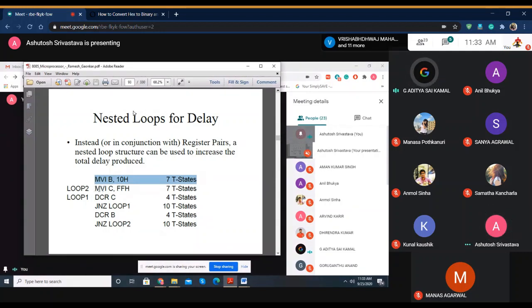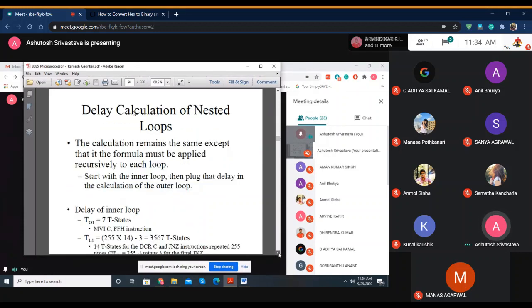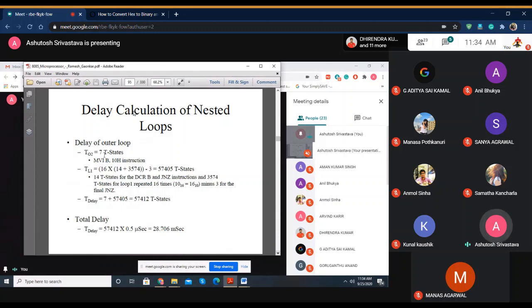One is this loop, with the next three instructions. This is the first nested loop, and this is the second nested loop. Loop 1 ends here. Loop 2 ends here. So to calculate this, first we are talking about the outer loop and then the inner loop. So how do you calculate the inner loop?